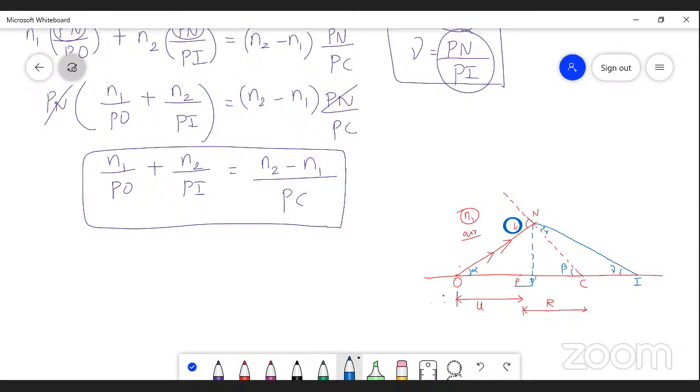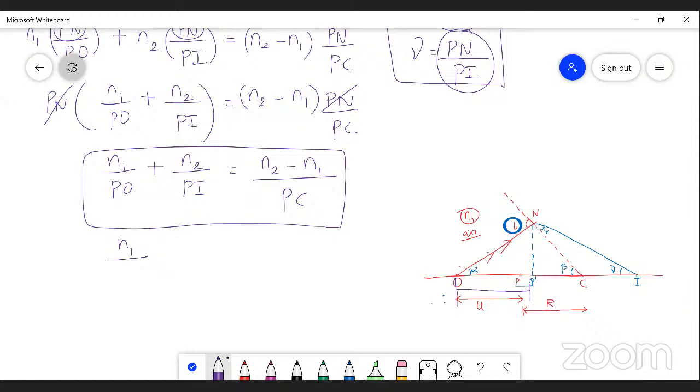PO is nothing but the object distance. See, P to O, pole to object. This is the object distance. So that's why I want to substitute the value of N1 divided by PO. PO is the object distance. The sign convention is very important in this region.